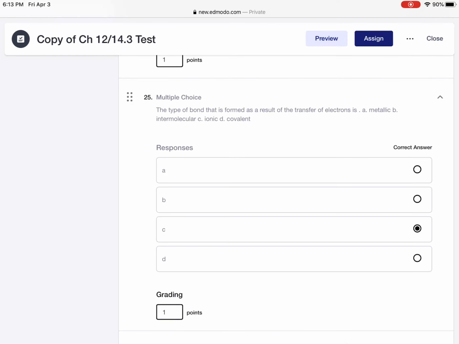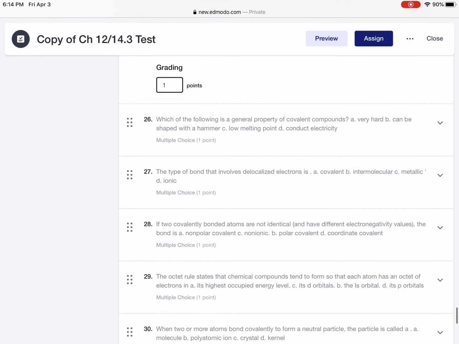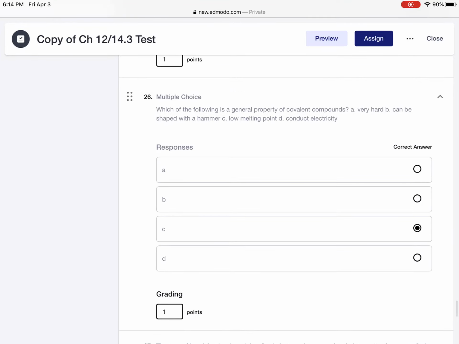Number 25. Type of bond that's formed as a result of a transfer of electrons. We go back to middle school, even though I know you learned nothing there. That would be an ionic compound. Number 26. Which of the following is a general property of covalent compounds? They tend to have low melting points.